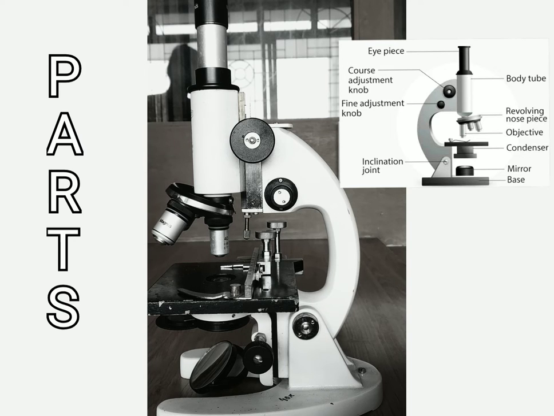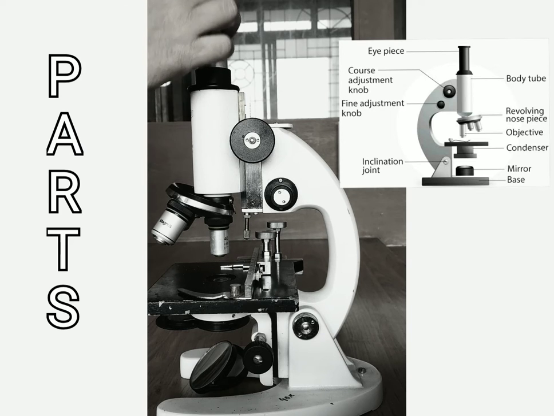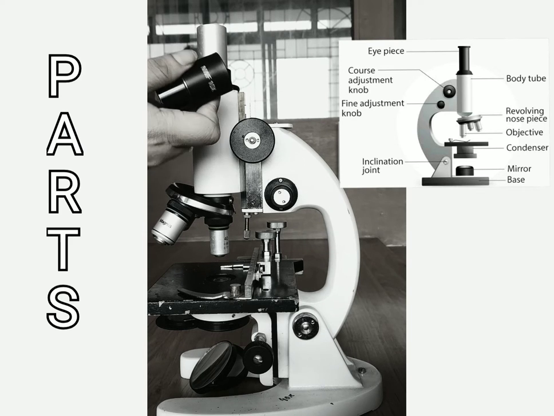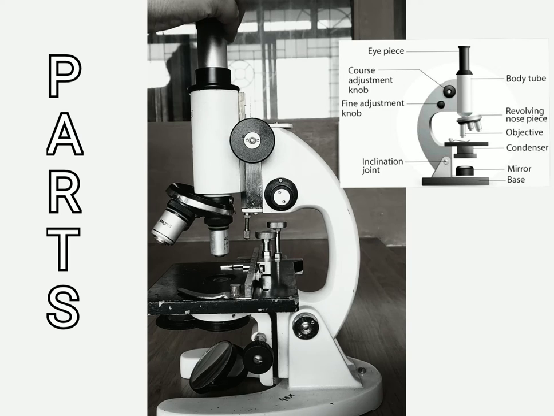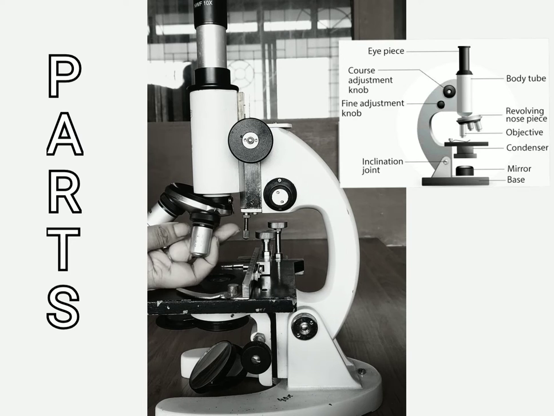Now, moving to the optical part. First of all, this one is the eyepiece. Generally, the eyepiece is 10x. And there are three objective lenses. This one is the eyepiece lens, and these are the three objective lenses.